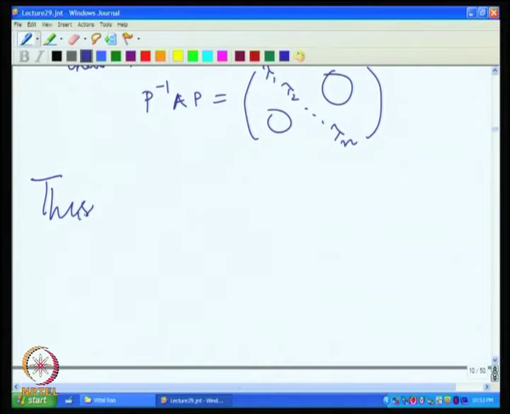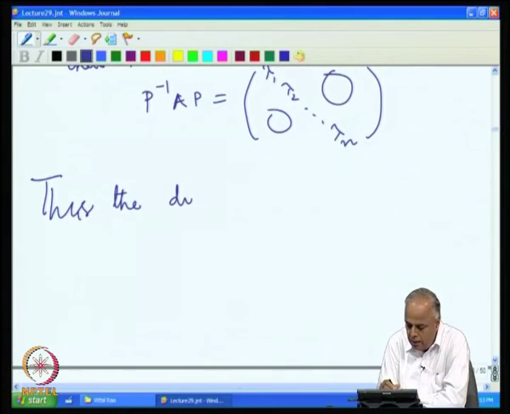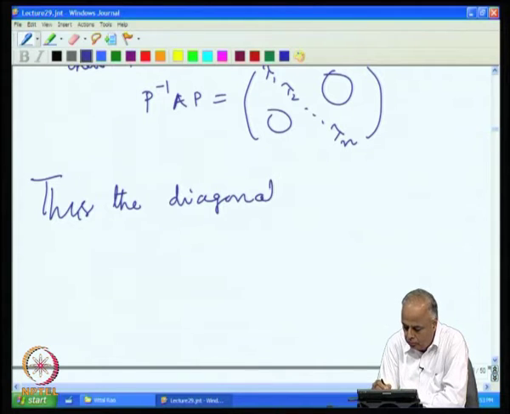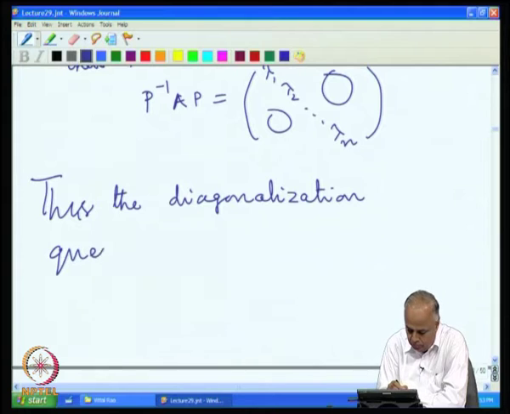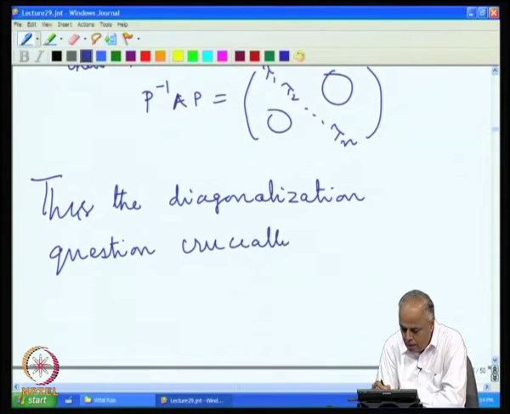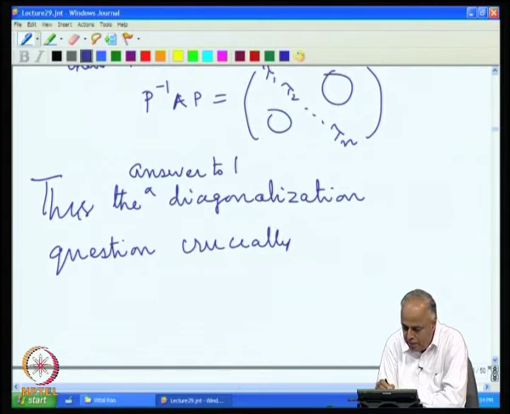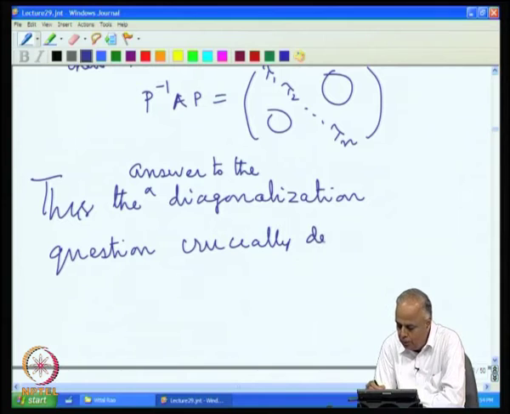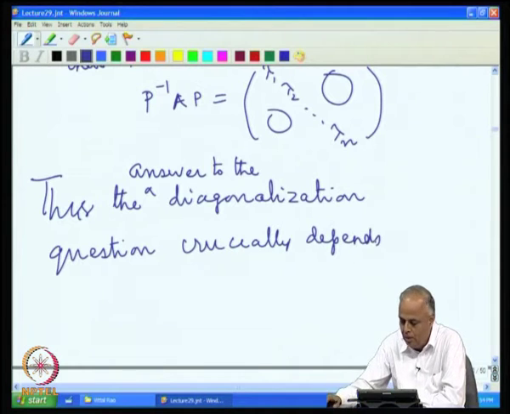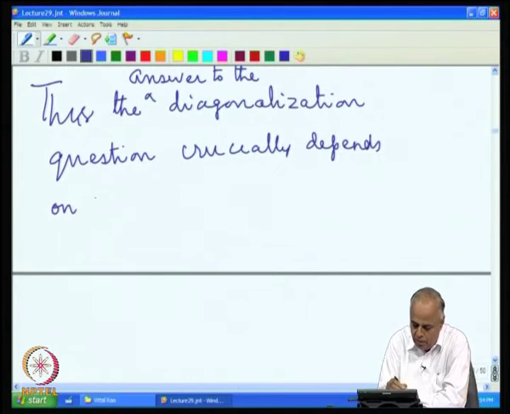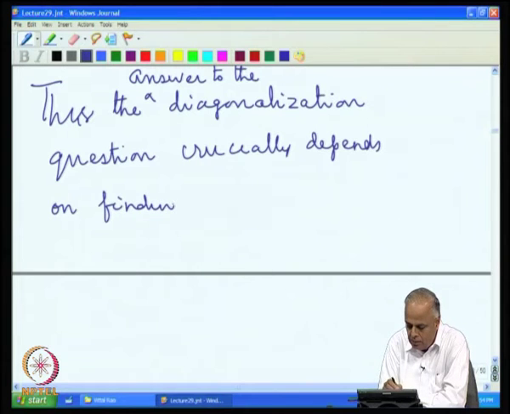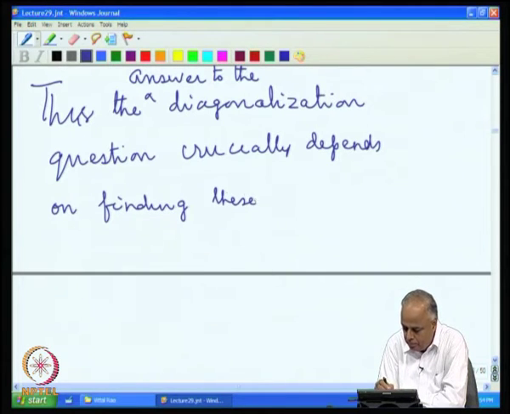Thus, the answer to the diagonalization question crucially depends on finding these eigenpairs.